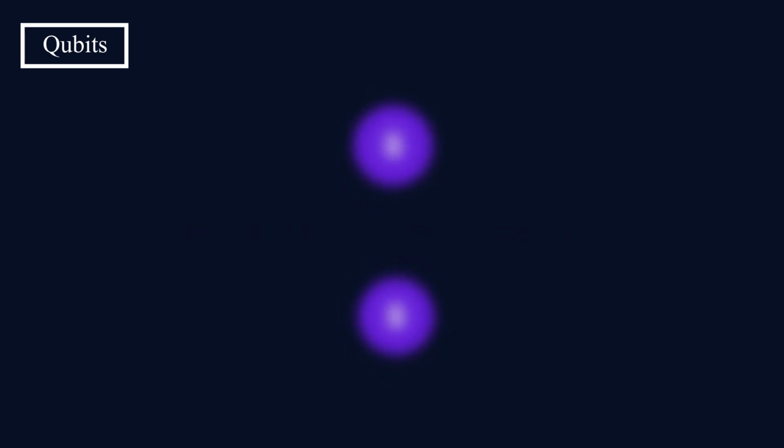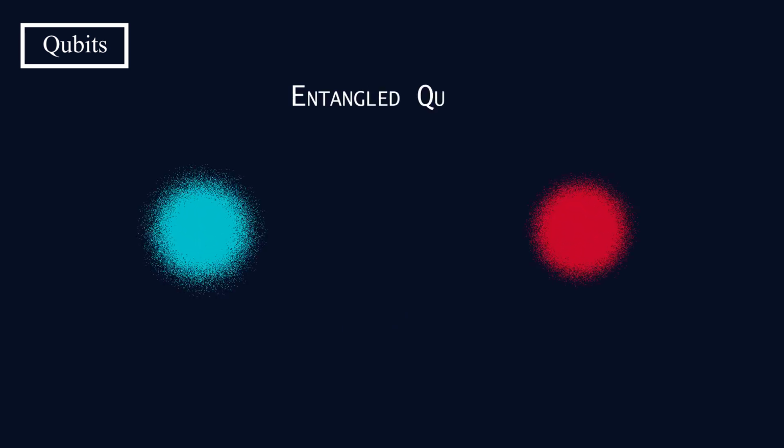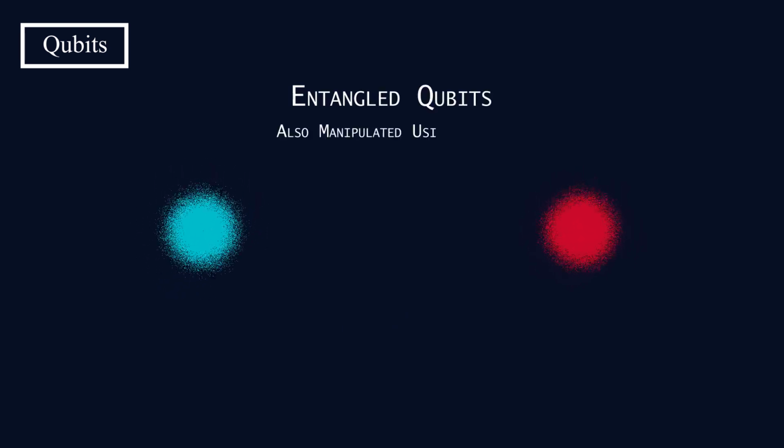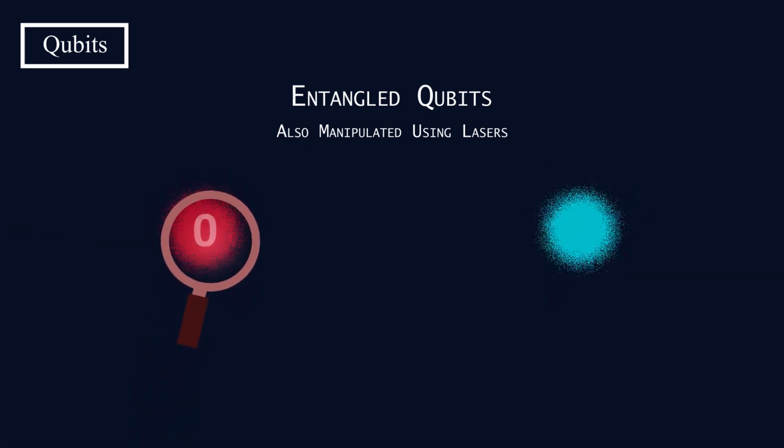Another fundamental property of quantum particles is entanglement. When two qubits are entangled, changing the state of one will instantaneously and predictably change the state of the other. This allows scientists to calculate the properties of both by only measuring one qubit.